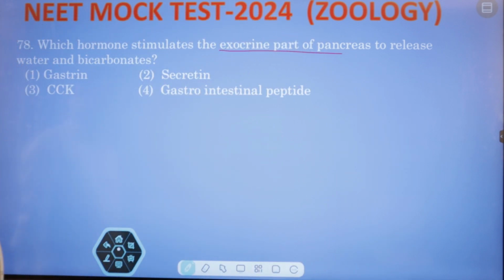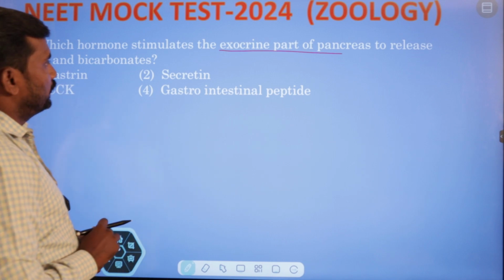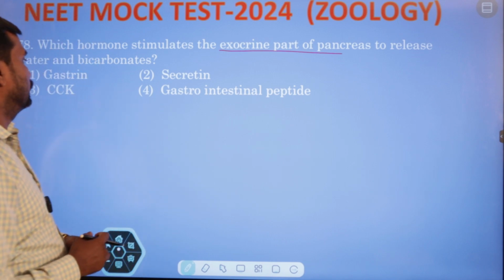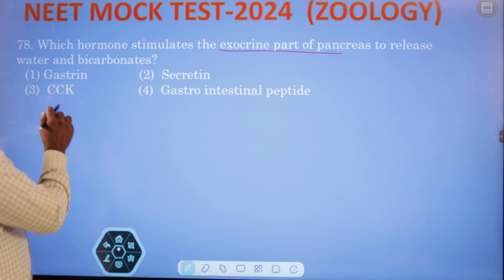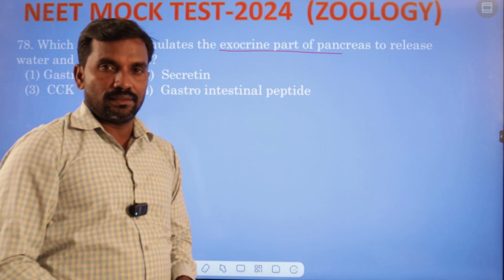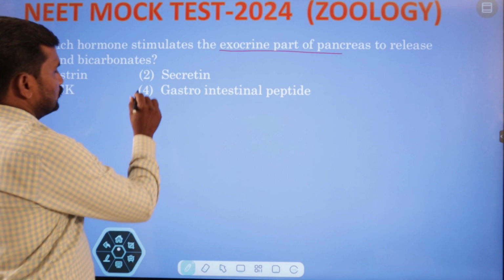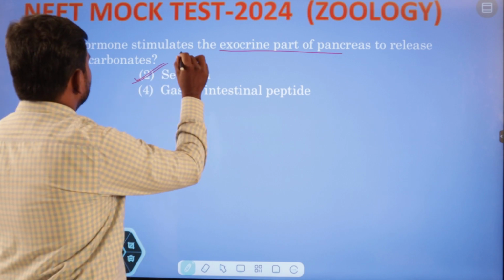Gastrin is primarily responsible for the maintenance of hydrochloric acid and mucus. Cholecystokinin, or CCK, specifically suppresses hunger. Gastric inhibitory peptide is not the correct answer. So the correct answer is secretin.